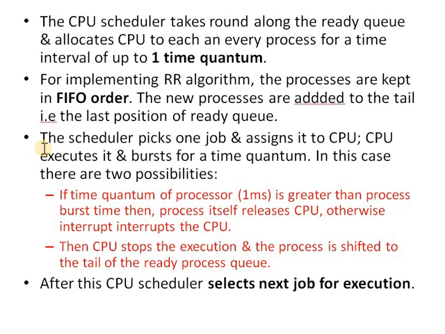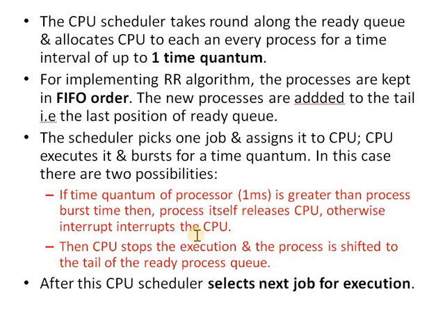In the round robin algorithm, the scheduler picks one job, assigns the CPU, and executes it within a particular time slice or time quantum. But in this case there are two possibilities. First, if the time quantum is greater than the process burst time, then the process itself releases the CPU, otherwise it interrupts the CPU.